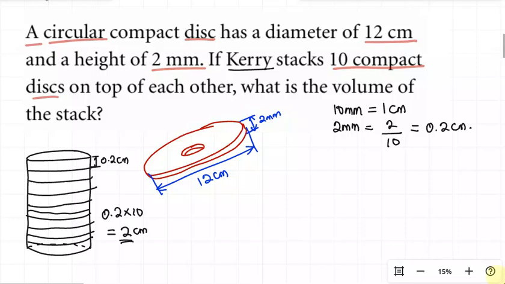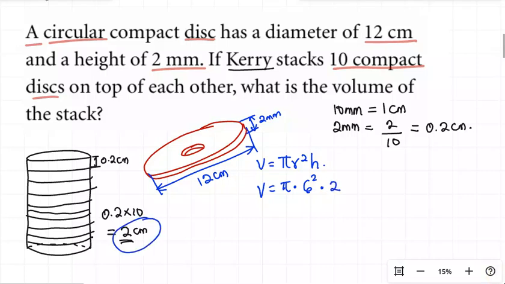Okay, and we know that the volume of a cylinder is pi r squared h. That's the volume of a cylinder. So for us to calculate the volume of the stack, which is the volume of the cylinder, V equals, we'll be leaving our answer in terms of pi, pi times our radius. Here we have 12, which is the diameter, so the radius will be 12 divided by 2, which is half of 12. That will be 6 raised to 2, then times the height. And we know that the height here is 2 centimeter.